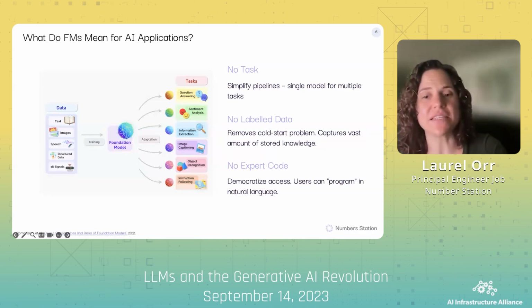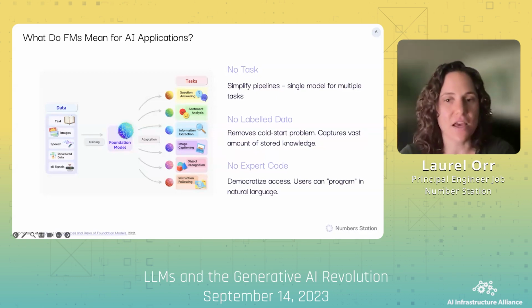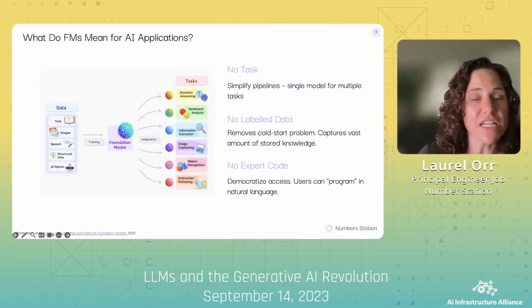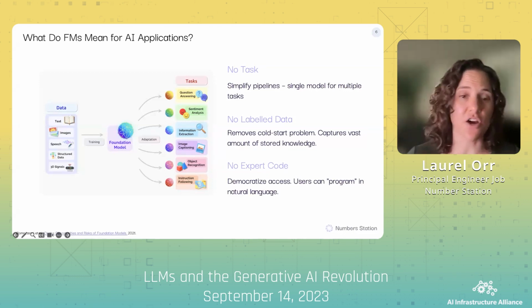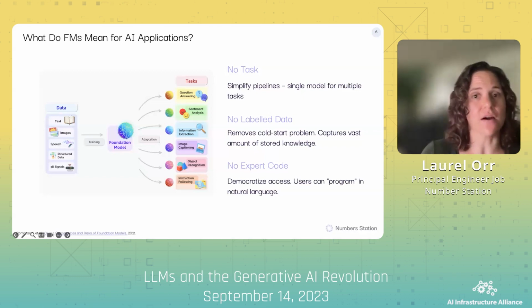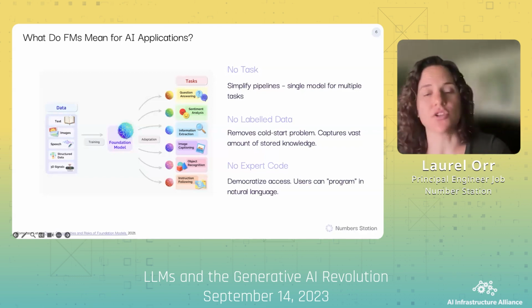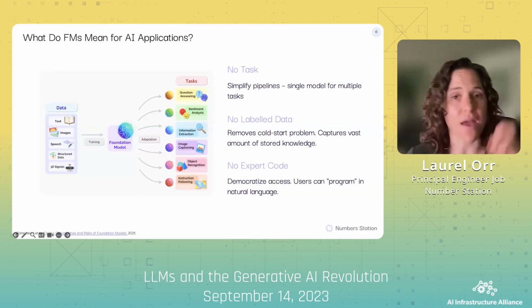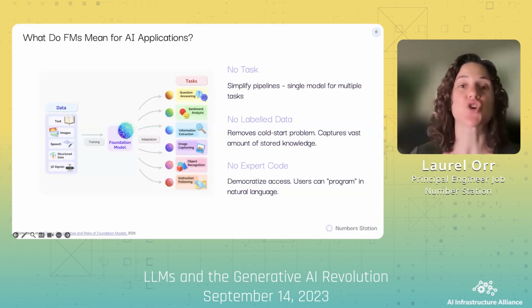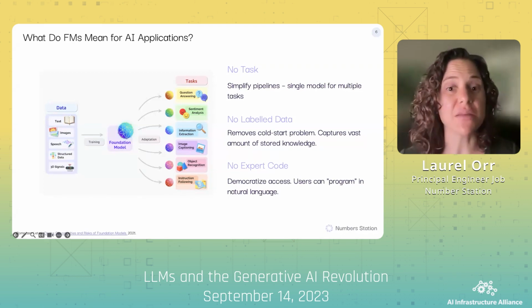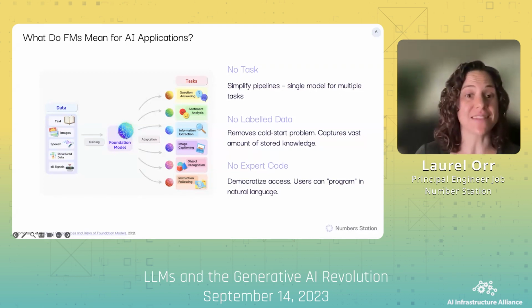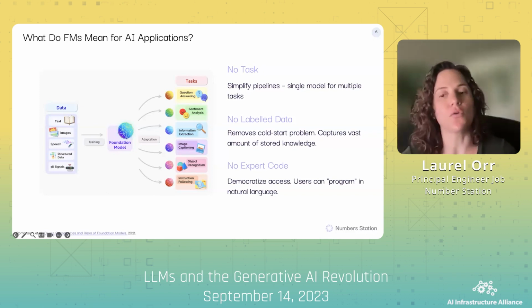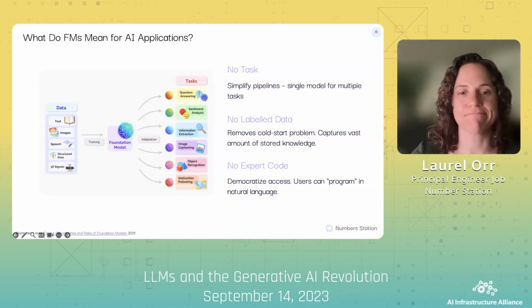Now, the last piece is this notion of democratizing access, right? To go and build models before, you basically had to be an ML expert or work with ML experts. They had to understand how to label the data and curate the pipeline and build the model and train it. Now, users can simply program in natural language by describing what they want. So you're seeing people with a wide variety of skill sets now all being able to interact with and develop applications all through the use of foundation models.